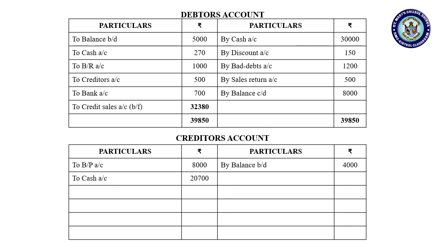Next, bills receivable endorsed to creditors. So the journal entry, creditors account debit to bills receivable. So in creditors account it is to bills receivable.